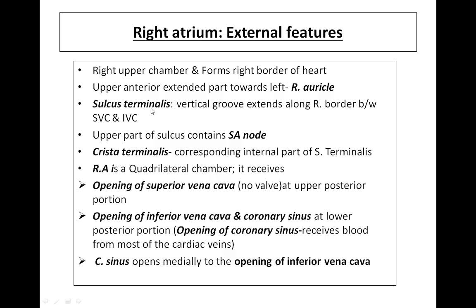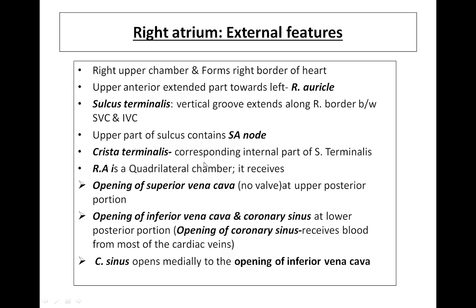Can you get my point? Suppose this is an external surface. This is your anterior aspect of the right atrium. This is the posterior aspect of the right atrium. Now at the junction of the anterior part and posterior part of the right atrium, there is one groove. Externally we can see this groove. Now what will happen internally? You see internally there is one elevation and that elevation is called crista terminalis.